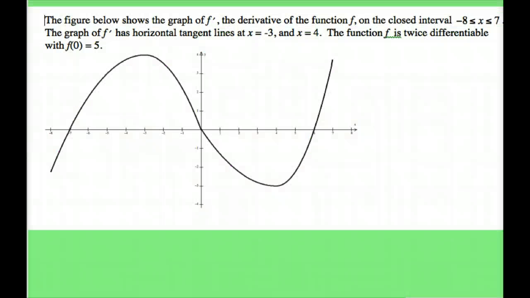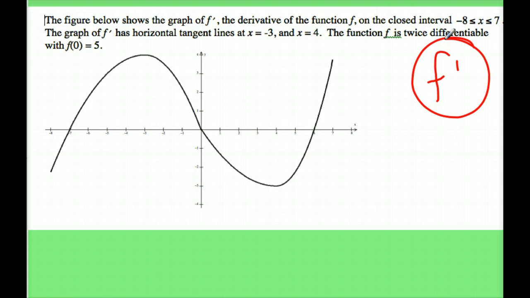So, if you take a look at page 14, you'll see this graph here. And if you read it, it says this is the graph of f prime. So that's something very important to know. This is f prime, not f, but f prime. And I go from negative 8 to 7. I know I have a horizontal tangent at x equals 3 and at x is equal to 4, which will be very important for us in here.